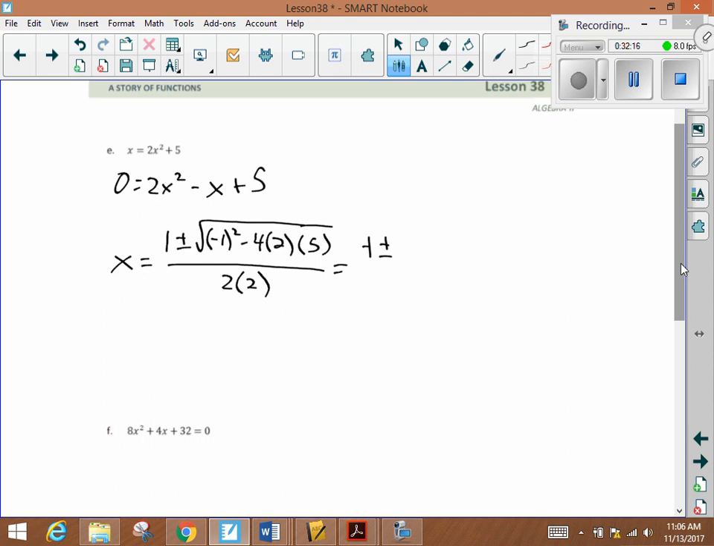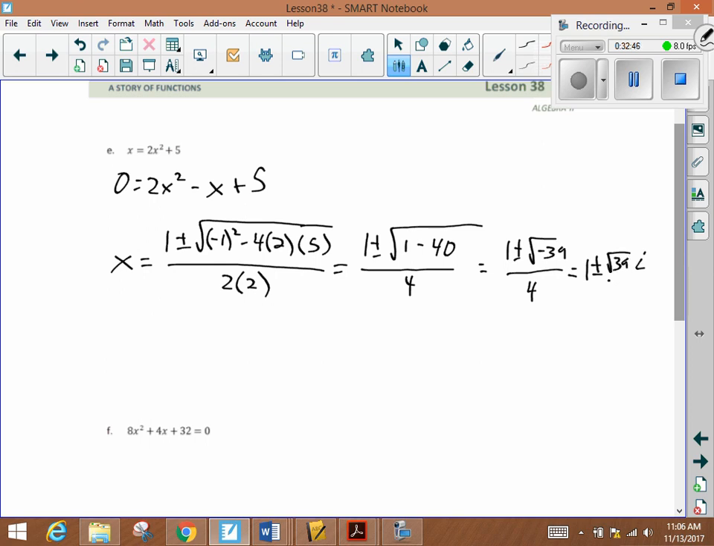What's different is what happens at the end when we wind up simplifying these things, right? So this is 1 minus 40 all over 4. So this becomes 1 plus or minus the square root of negative 39 over 4. And then you get 1 plus or minus square root of 39i over 4. And then you know where to go from now. Okay? And then you'll break that up into 2 different solutions.